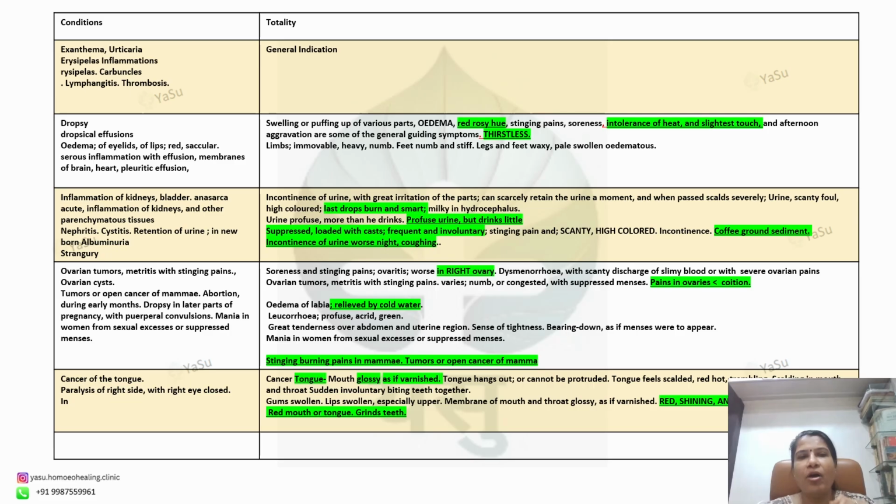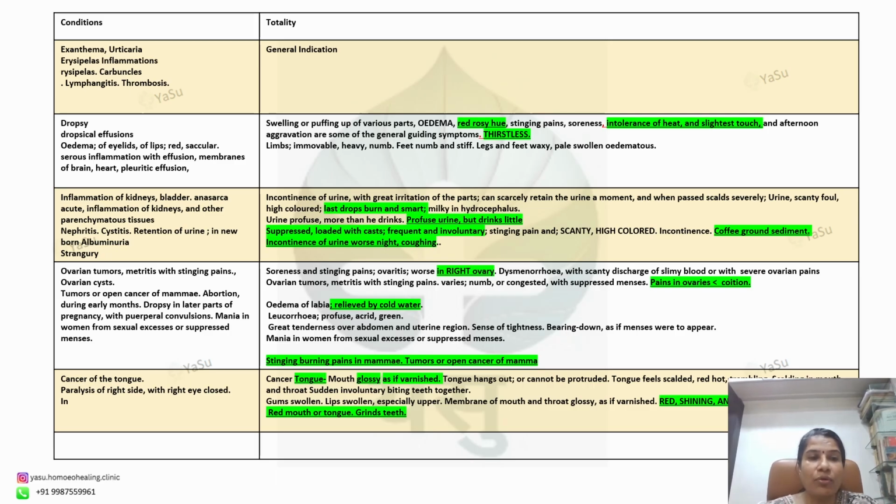Urine is scanty, foul, high colored, and last drop burns and smarts. Milky in hydrocephalus. So these are the conditions. Urine profuse, more than he drinks, and he drinks little. Suppressed, loaded. Most of the conditions are associated with suppressed urine. Suppressed, loaded with cast, frequent and involuntary, stinging pain, scanty, high colored. Coffee ground sediment, and incontinence of urine worse at night and when coughing. So these are the specific indications for the urinary system.